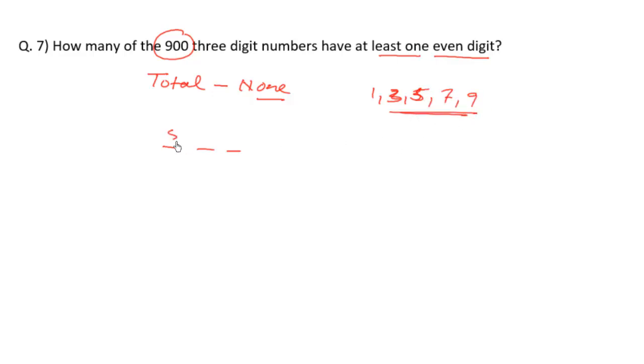So obviously this place can be filled in 5 ways, this too in 5 ways, this too in 5 ways. So overall the number of numbers which have only odd digits is 125 and the total number is 900. So if I deduct 125 out of 900, which is 775, then these numbers will contain at least one even digit. So 775 becomes the right answer.